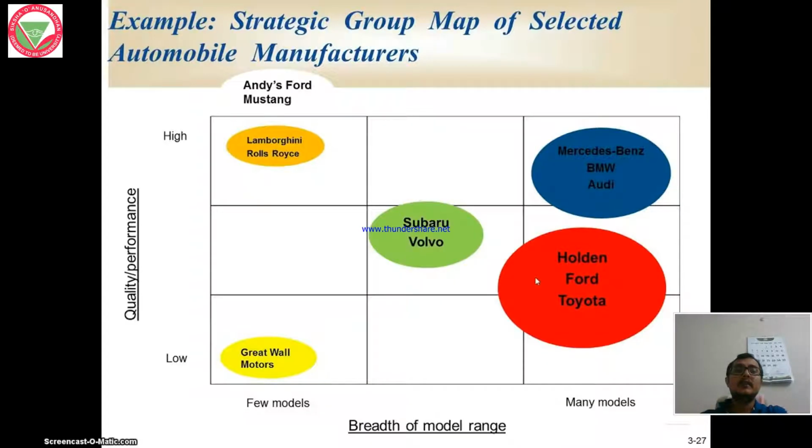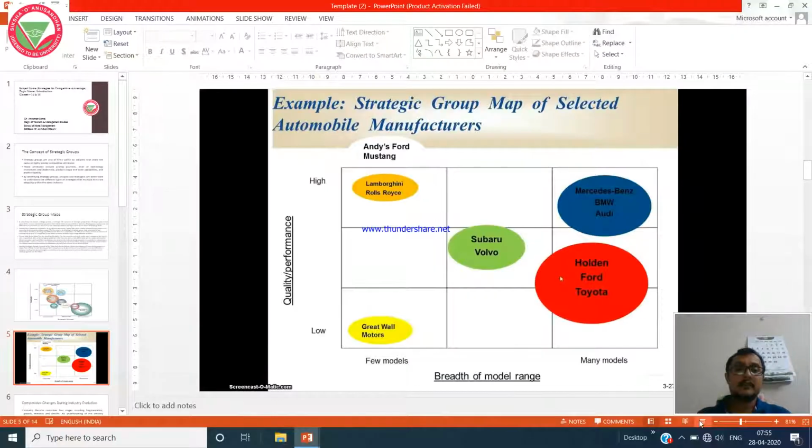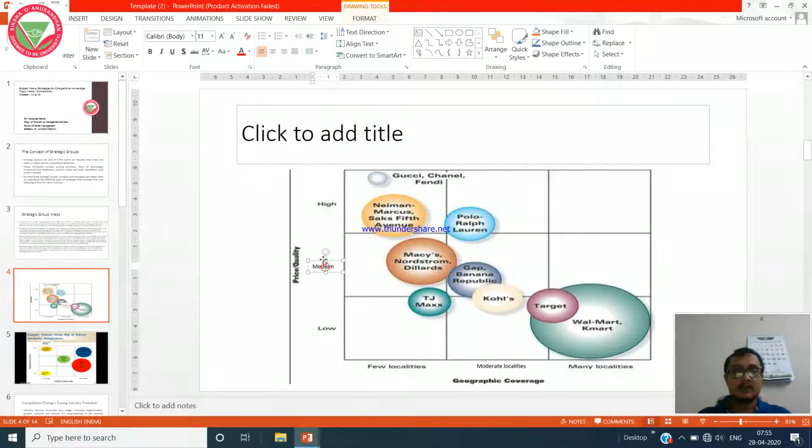Now if we go further, another example of strategic mapping is the automobile manufacturer. Again we can take quality on the y-axis, and the x-axis is the breadth of model range. Breadth of model range means how many types of models a particular company is preparing or offering to the market.